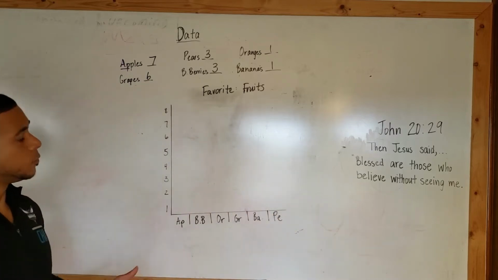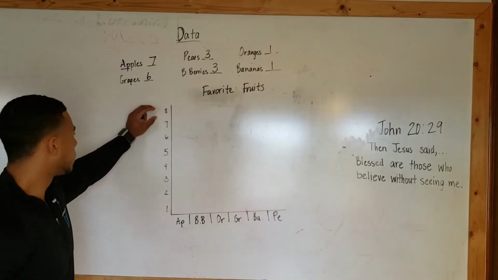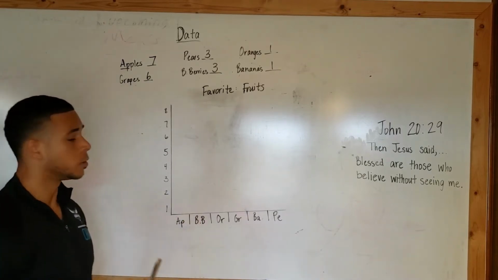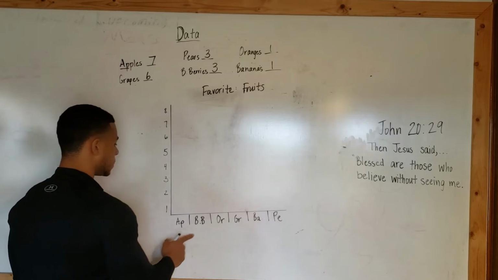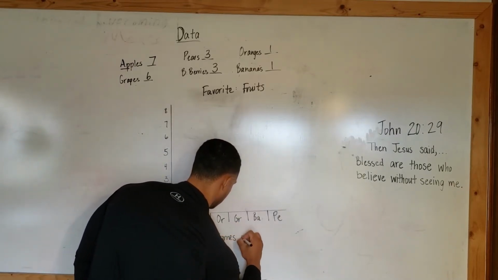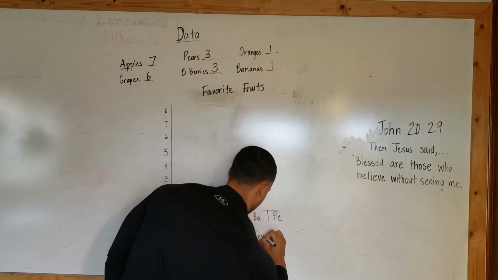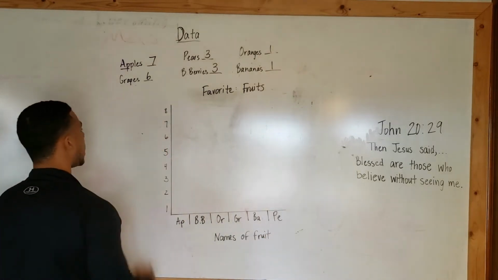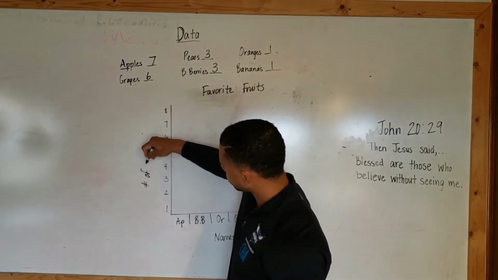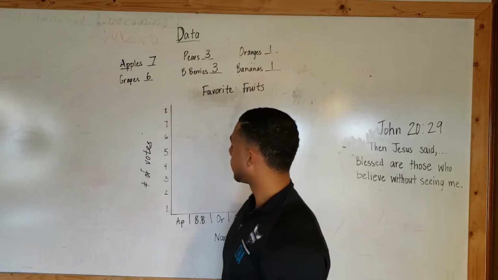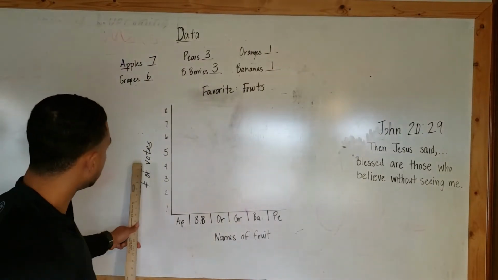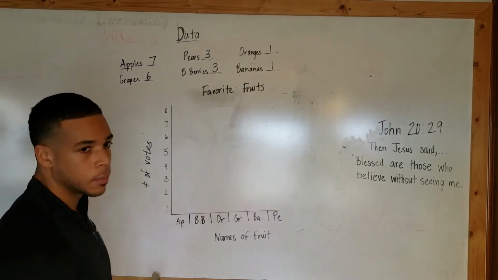All right, and then if you remember, our last step that we're missing is to label that axis, and then we'll go ahead and put our data onto our graph. So this axis, we're looking at names of fruit. And then on our y-axis, we're looking at number of votes. All right, now we got all our numbers, we got our names of the fruit, we got our labels, and we have our title. We can go ahead and make our graph.